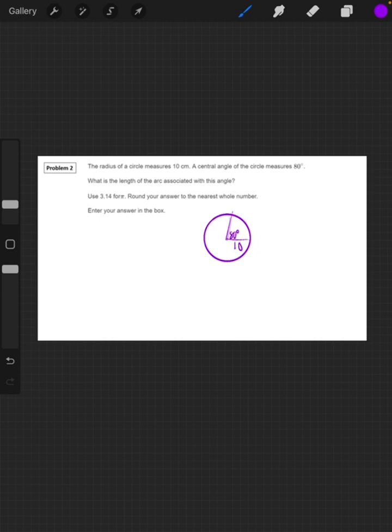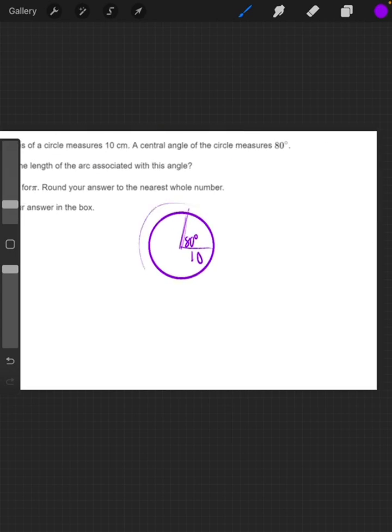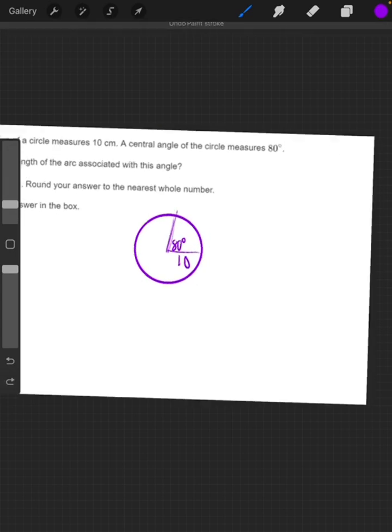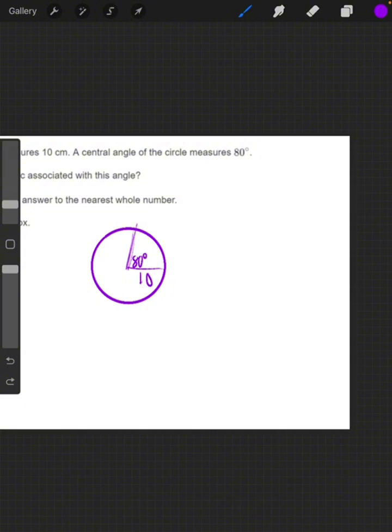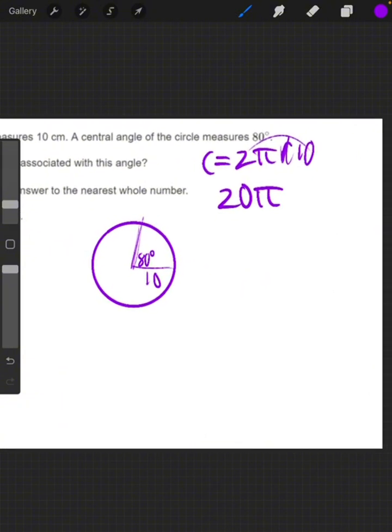To find the arc length, first we need to find the perimeter of the whole circle, which is the circumference. The circumference would equal 2 pi times the radius. And we know that the radius is 10, so 2 times 10, it would be 20 pi. That's the circumference.